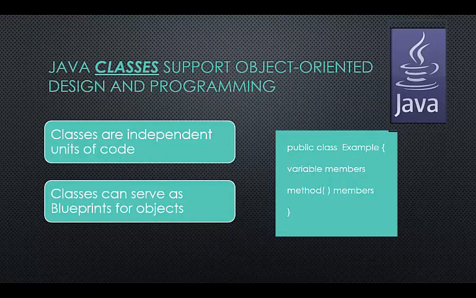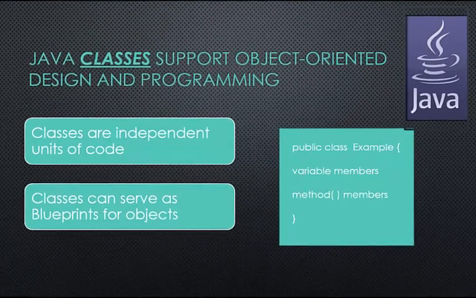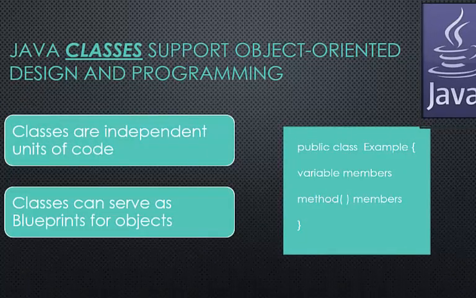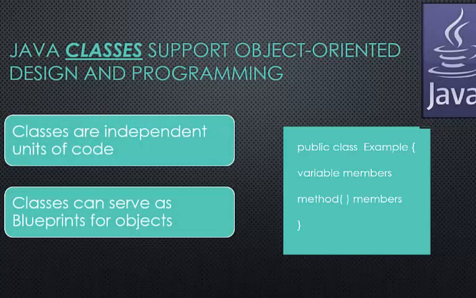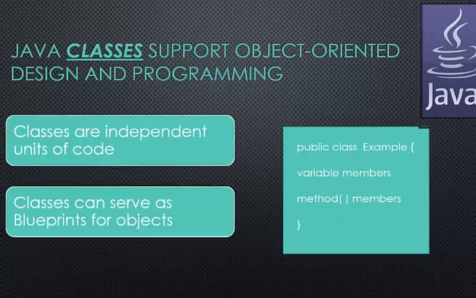Our goal is to write object-oriented programming solutions. Java classes support object-oriented design and programming. Classes are independent units of code. Here is an example class. Public class example consists of variable members and method members. We distinguish between the variable members and method members because all of the methods will have a set of parentheses after their name. Classes can serve as blueprints for objects.